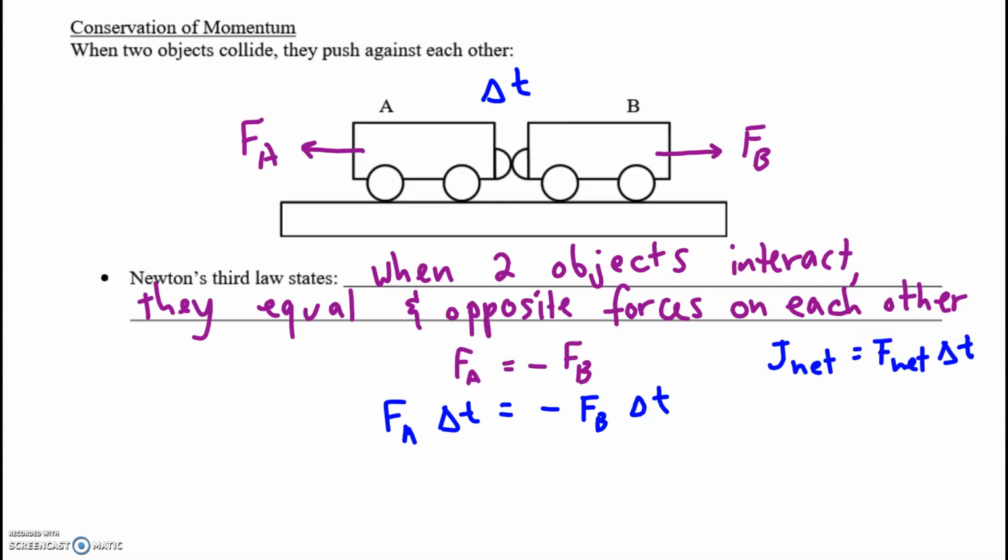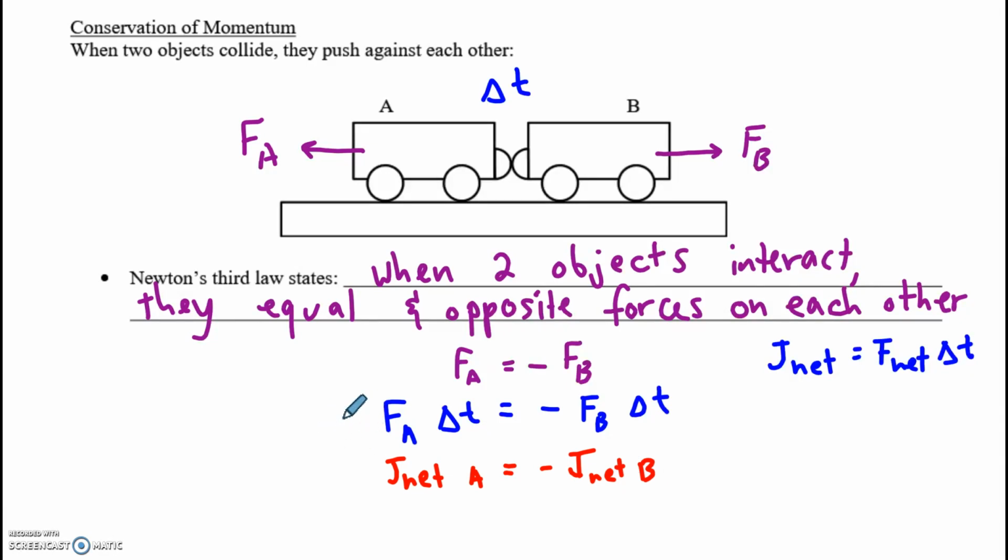So look at what I'm going to do. I'm going to take this line here, and I'll replace force times time with net impulse. The net impulse on object A is equal and opposite to the net impulse on object B.